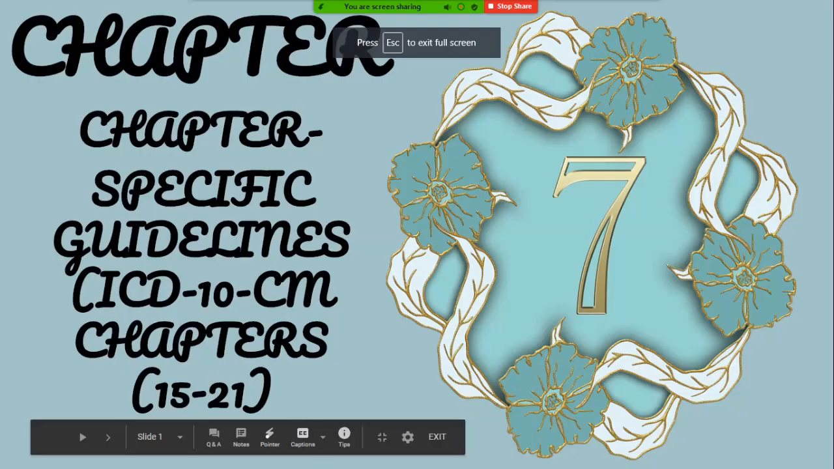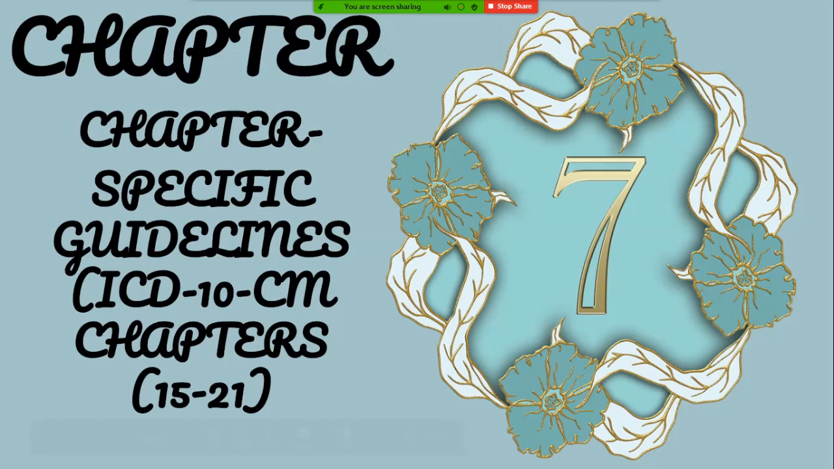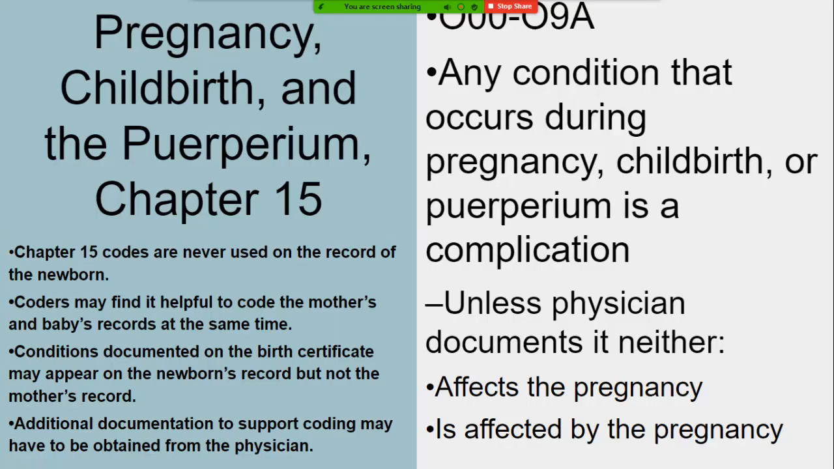All right, Chapter 7, chapter-specific guidelines for chapters 15 through 21 in your ICD-10. So pregnancy, childbirth, and the puerperium, chapter 15. I don't say puerperium very well. Anyway, you guys know what it means. It's O00 through O9A. It's any condition that occurs during pregnancy, childbirth, or puerperium. It is a complication, unless the physician documents it neither affects the pregnancy nor is affected by the pregnancy.